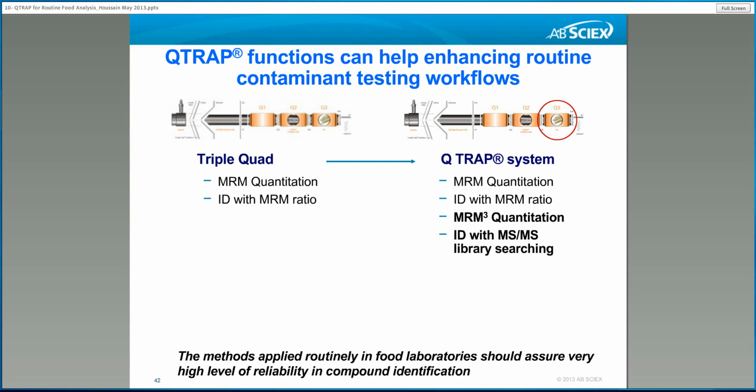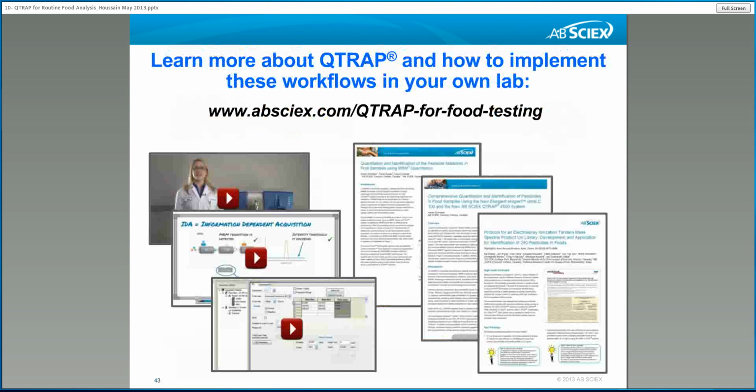QTRAP functions can help enhance routine contaminant testing workflows. This is by increasing confidence in compound identification and increasing selectivity for quantification of your findings.